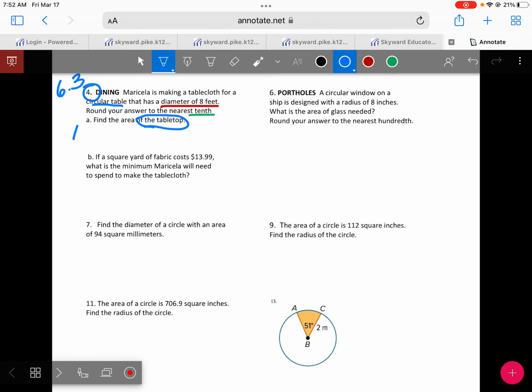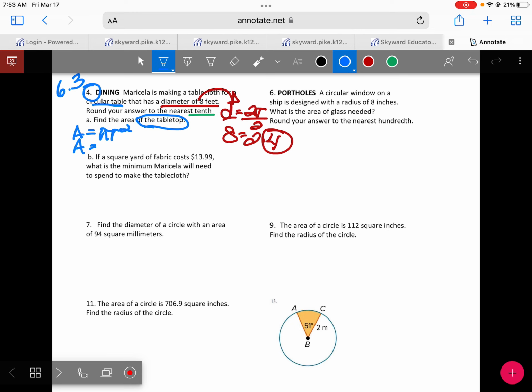Area of a circle is pi times radius squared. Do I have a radius given in the problem? No. I have a diameter. How is diameter related to a radius? Right. So if I have a diameter of 8, I need to divide by 2, or say it takes 2 times a radius of 4 to give me that diameter of 8. So my radius is 4.